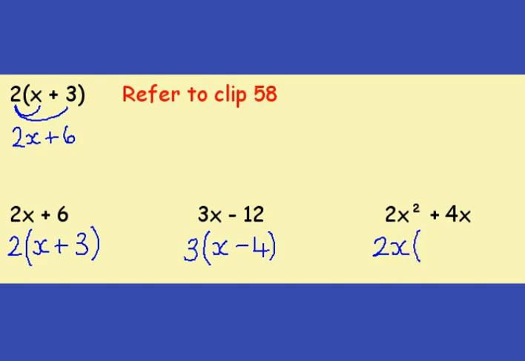If we now open the brackets, we say, what do I times 2x by to get 2x squared? Well, I've already got the 2 in place, so I just need to times the x by x to get x squared. Put the plus in, and then say, what do I times by 2x to get 4x? That would be 2. To check your answer, you can quickly multiply the bracket out again. 2x times x is 2x squared, and 2x times 2 is 4x. And this matches our original question.